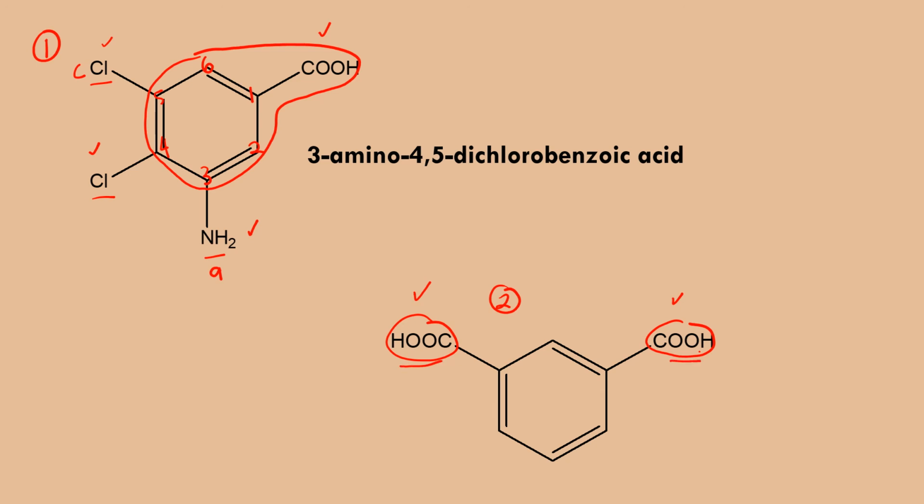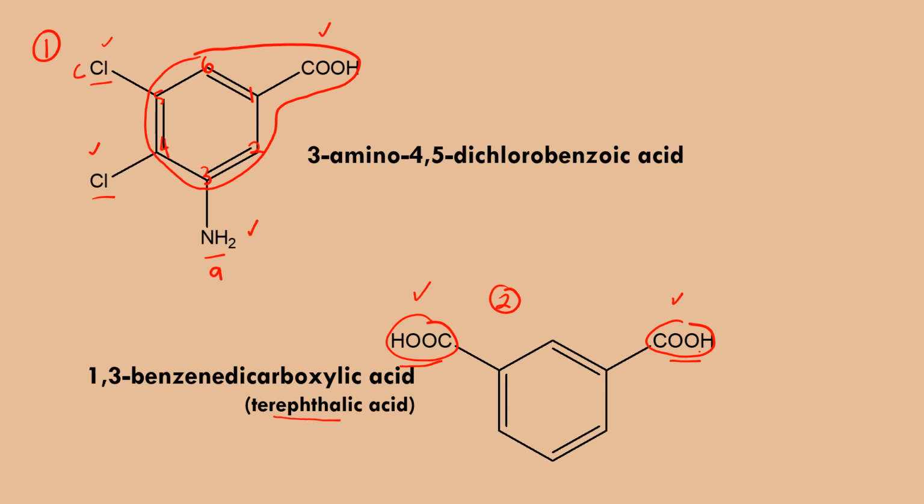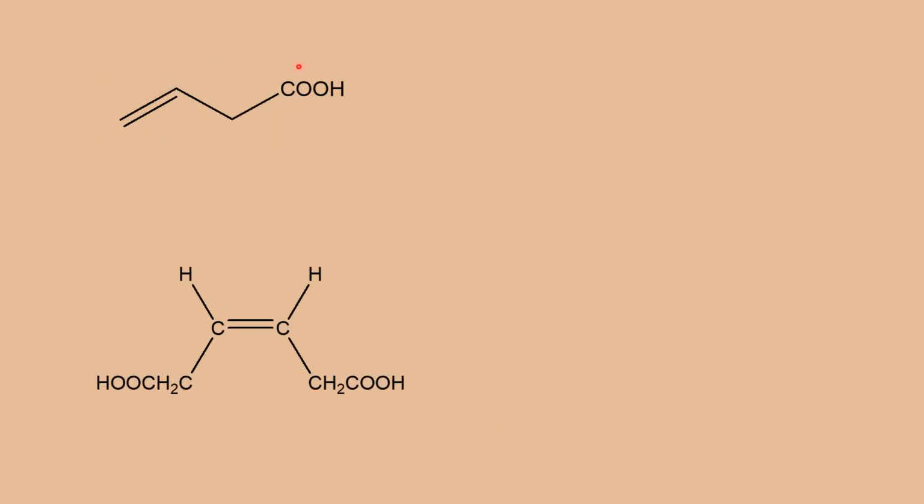Okay, so di sini the name of the molecule akan menjadi 1,3-benzene dicarboxylic acid, ataupun common name yang famous adalah terephthalic acid. The first compound here is named 3-butanoic acid. Okay, let's have a look at this second structure.